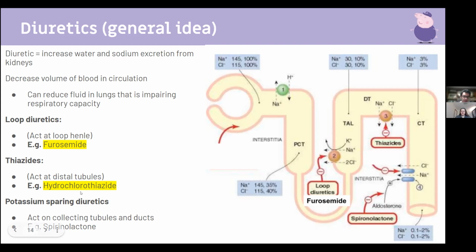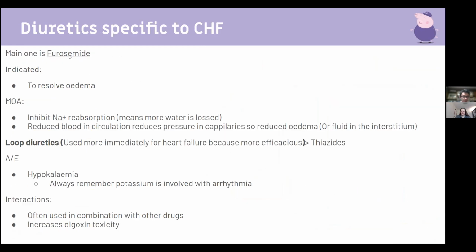And potassium-sparing diuretics. As you can imagine, if you're giving these diuretics, you're going to lead to a lot of fluid loss, and that can lead to a lot of potassium leaking out. So you can have hypokalemia. This drug, potassium-sparing diuretics, allows you to still retain the potassium so you can maintain electrolyte balance. The main one is furosemide. It's indicated to resolve edema. It inhibits sodium reabsorption. It reduces blood in the circulation, which reduces pressure in the capillaries, so there's less leakage into the interstitium. Loop diuretics are given over thiazides often, just because they're more efficacious immediately.